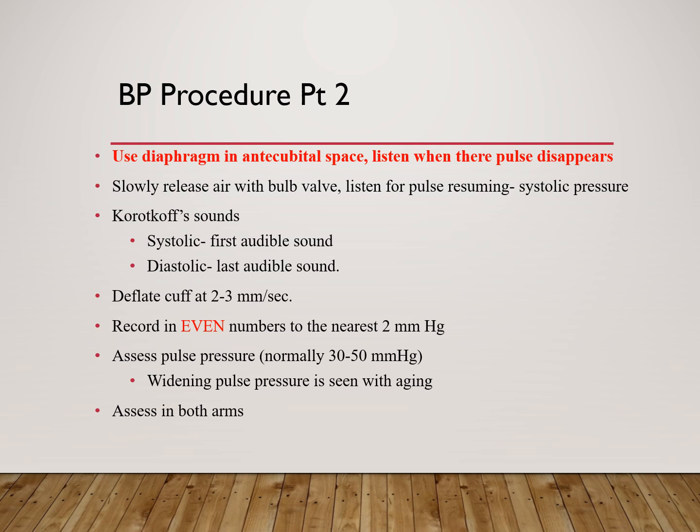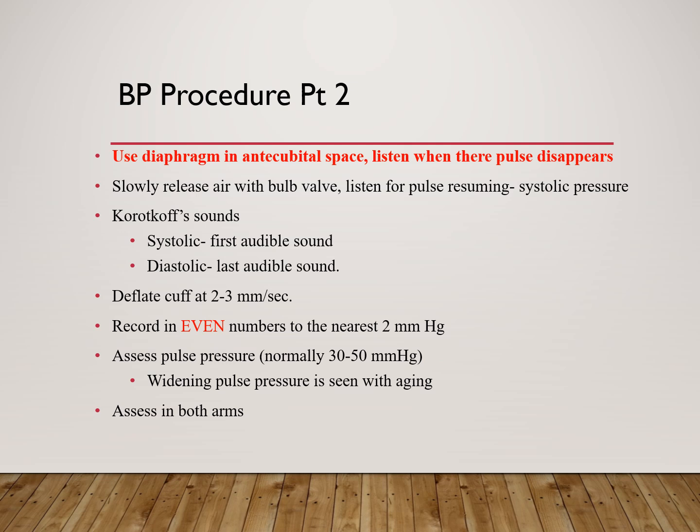Now, your Korotkoff sounds include the systolic, which is the first audible sound, and then the diastolic, which is the last audible sound. Again, you're going to deflate your cuff 2 millimeters of mercury every 1 to 2 seconds. Your recording of your manual blood pressure is in even numbers. Each of those little lines on the sphygmomanometer are in evens. So there's no way that you can get an odd number, okay?